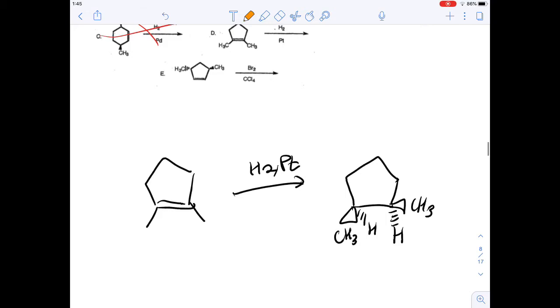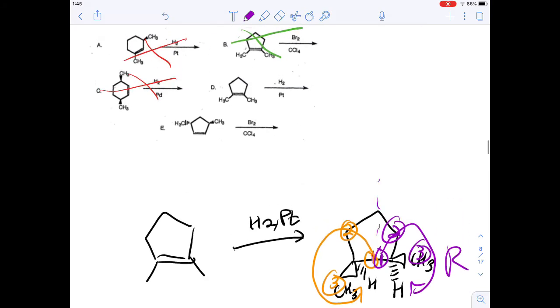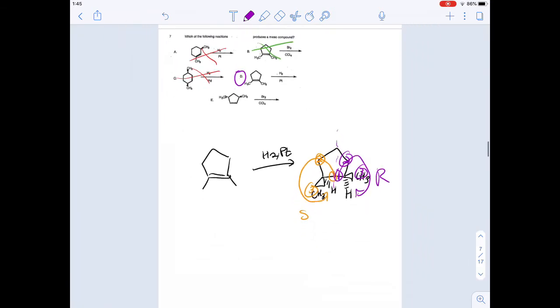Okay, I'm going to assume you have. So on the left side, this is going to be number 1, this is 2, and this is 3. So this is going to be S. On the right side, this is going to be, let me do it in a different color, 1, 2, 3. So this is R. And this is your meso compound because it has the plane of symmetry, the S and R designation, and it's a ring. So D is the answer for number 7.